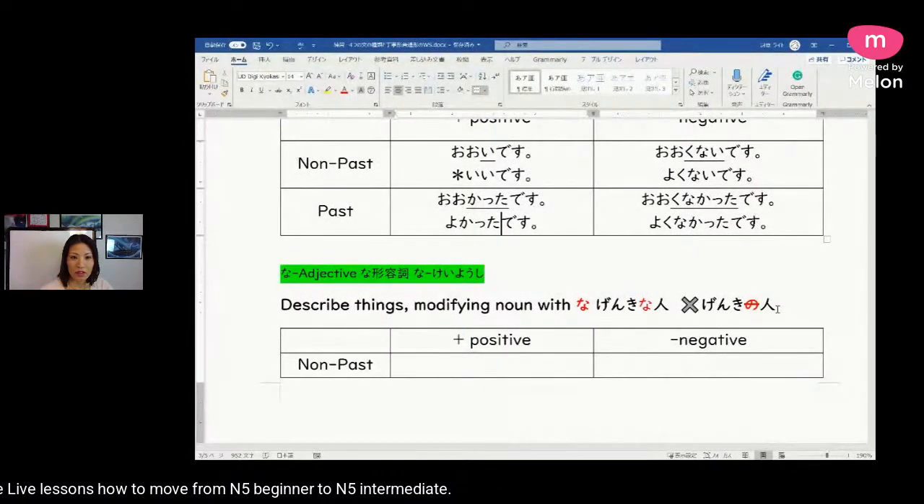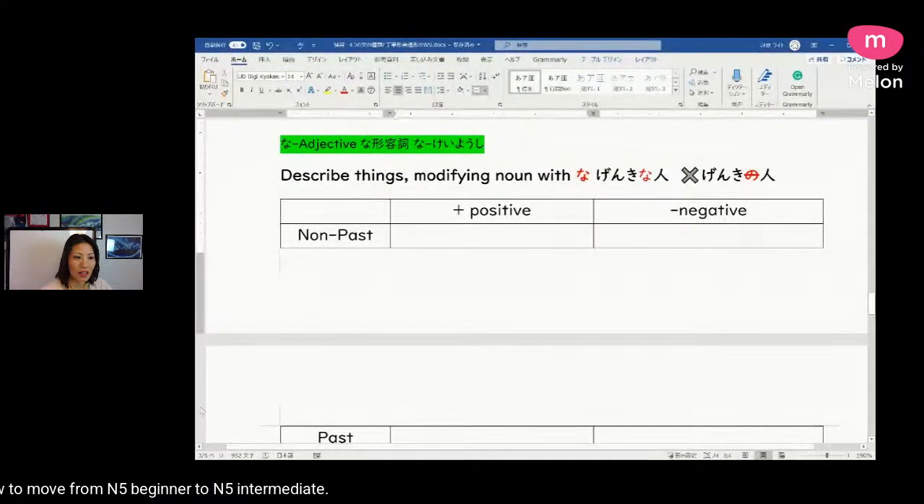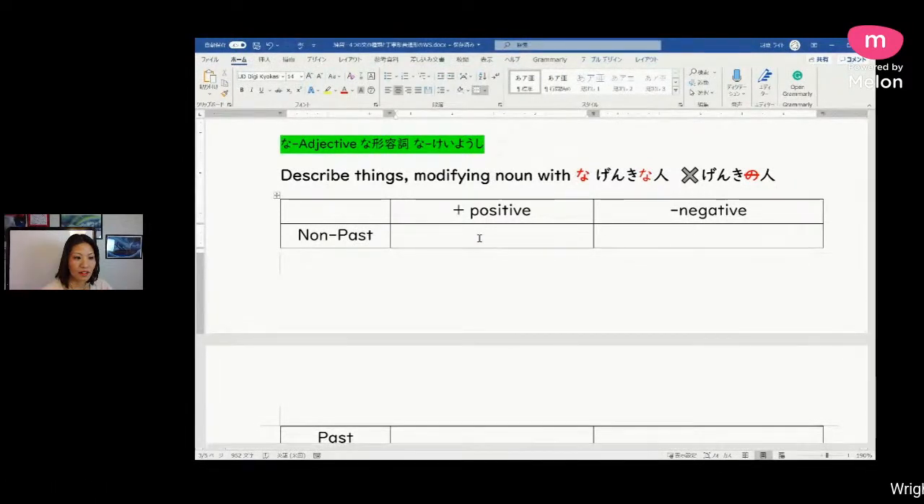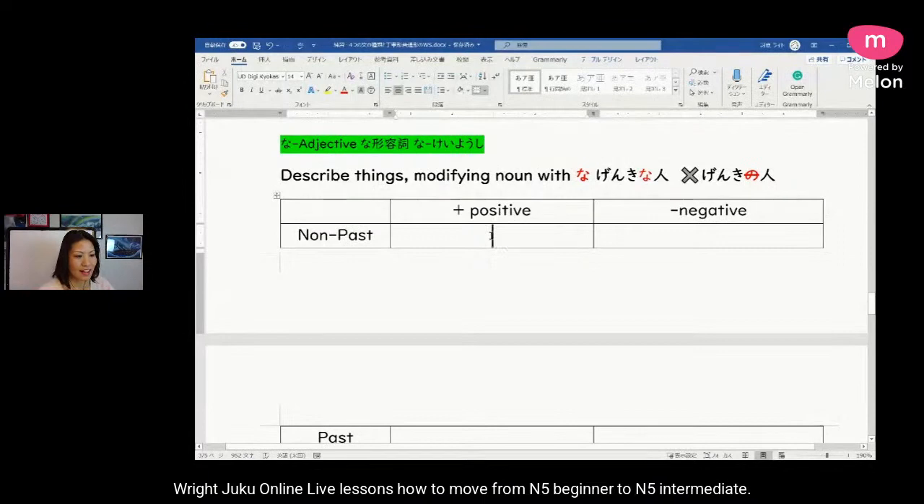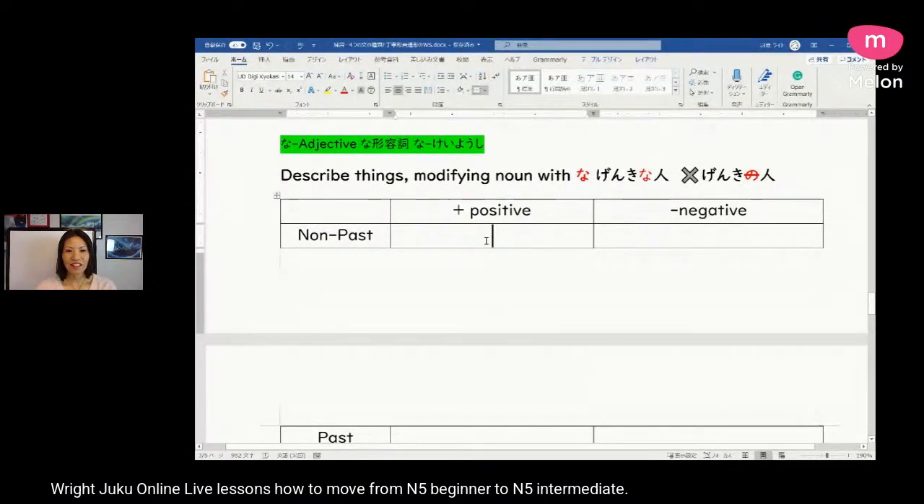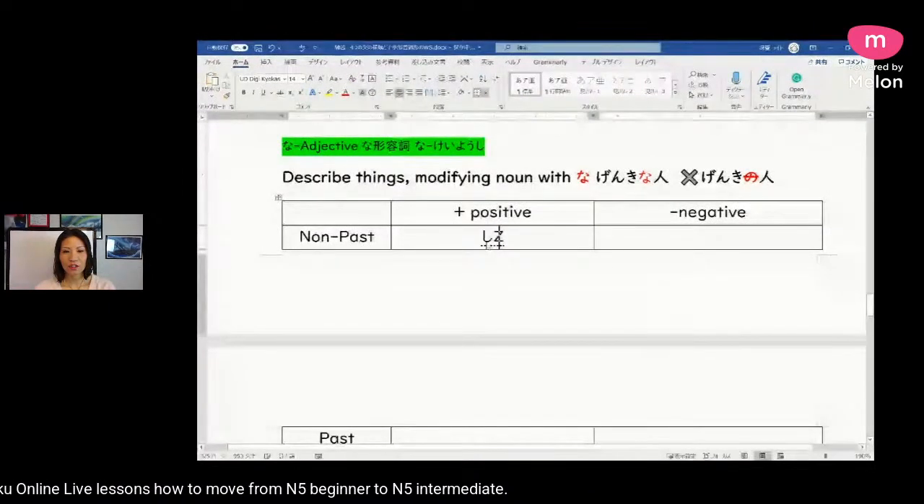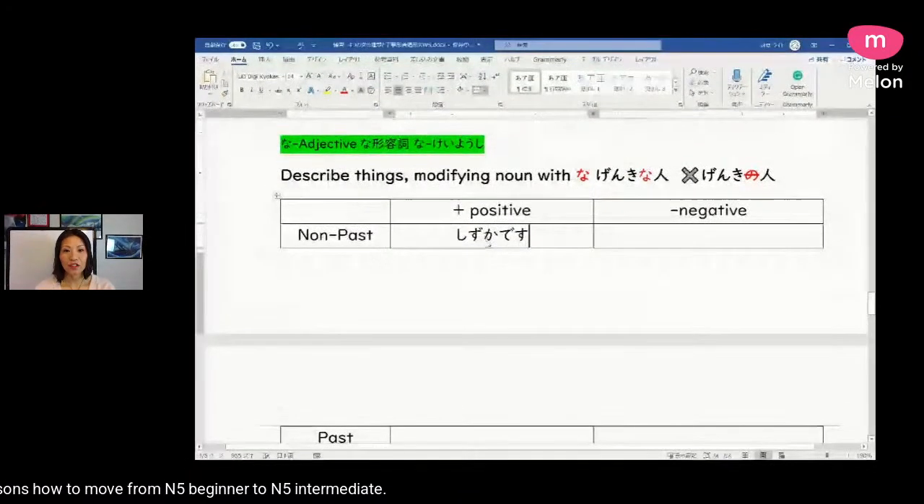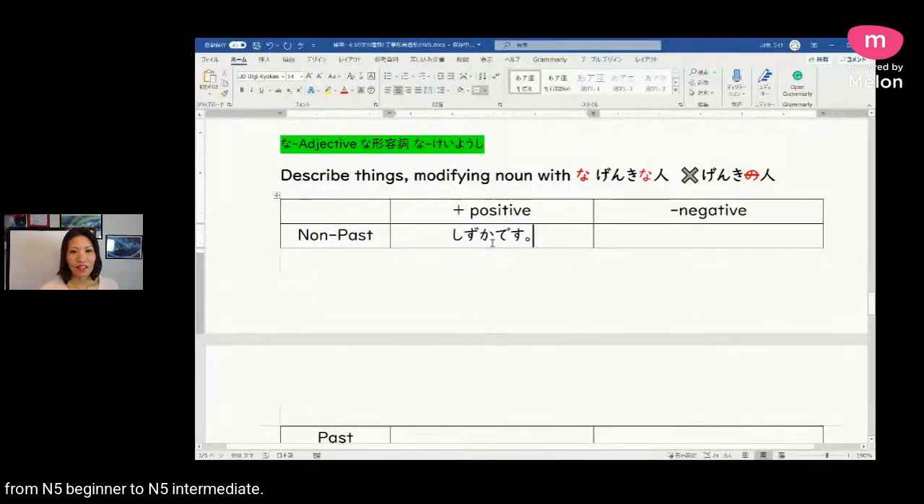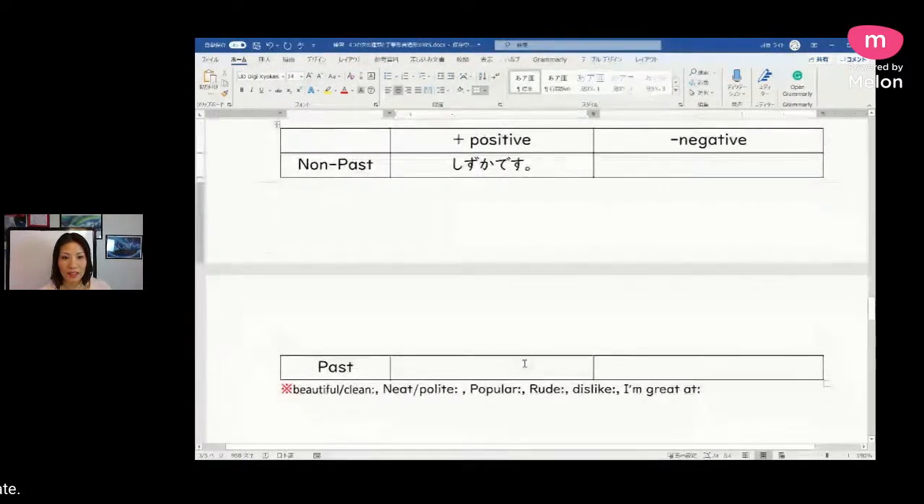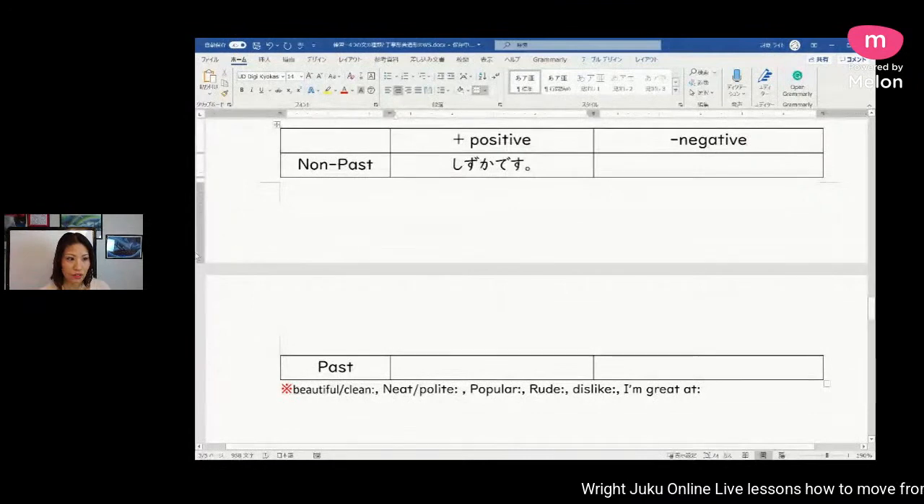Alright, can you give me any na adjective that we can use here today? Shizuka, nice. That's right. Let's do Shizuka. Shizuka desu. Correct. All right, so I'll give you some time to finish the negative and past, positive and negative. And then we're going to go over this extra thing later after this.